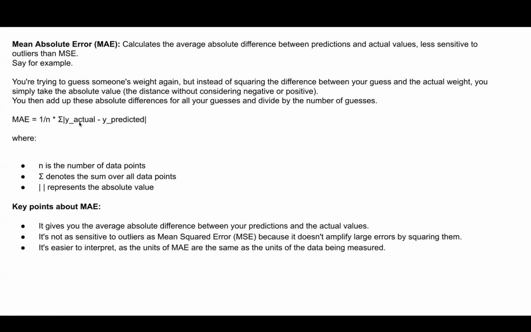You compute the difference between actual, like what is the actual value the model should have predicted, subtract the predicted value from it, take the absolute because it could be positive or negative, sum everything, and then divide it by the average, the number of data points that you have. It gives you the absolute average difference between your predictions and actual values. It's not as sensitive to the outliers. Again, we know what outliers are, as with mean squared error, and it is easy to interpret, okay, because the units of MAE are the same as the units of the data being measured. Like if it's number of units or pounds or whatever the unit of measurement is, it remains the same.